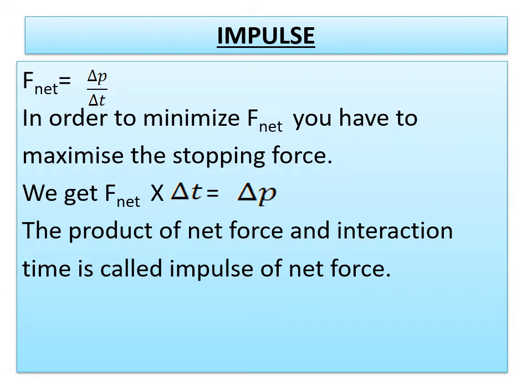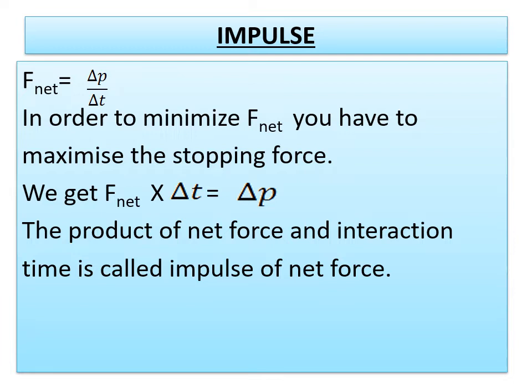The other relation you will see is that F net is inversely proportional to delta T. What is delta T? Delta T is nothing but interaction time. If you decrease the time, the force of impact will be more. If you increase the time, the force of impact will be less. And one more condition you have to keep in mind is that the change in momentum is constant. If the change in momentum is changing, then whatever case I explained will not happen.